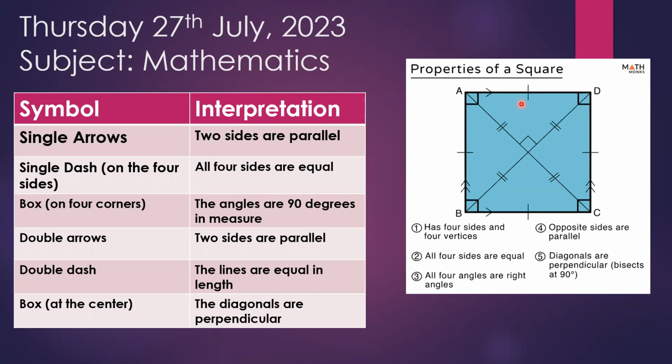Any questions on this? Any questions? Are we good? We good. All right, so Demarion, what does the box on the four corners mean? That means 90 degrees. Very good. It means that the angles are 90 degrees.